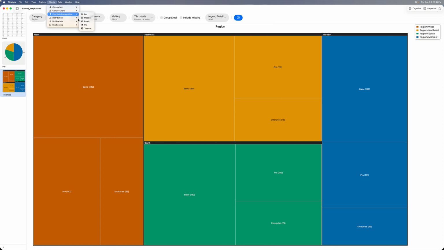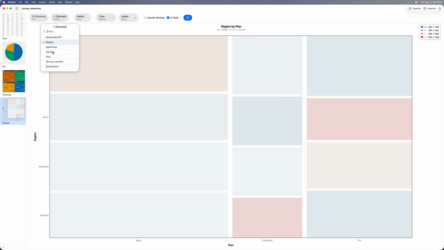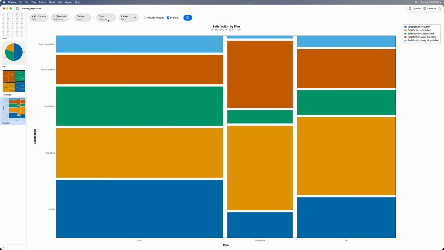Now the chart built to reveal relationships, the mosaic plot. It draws a two-way table as tiles, where each tile's area is its count. Cross-plan with satisfaction. If the two were unrelated, every column would split the same way and the dividing lines would run straight across. When those lines break, you're seeing association.